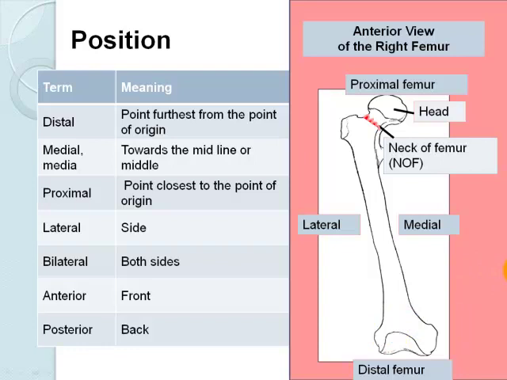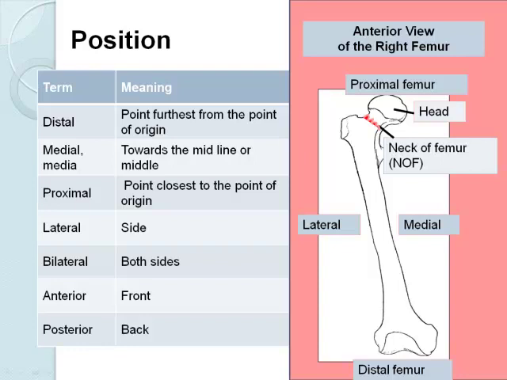Medial and media relate to the middle or the midline. Therefore, the medial side of this femur is here, because we are looking at the front view. Proximal means the point closest to the point of origin. So the proximal femur is the top end up here. Lateral is side, bilateral is both sides. When you're talking about positions of the body, the lateral side would be the outer side of your leg.